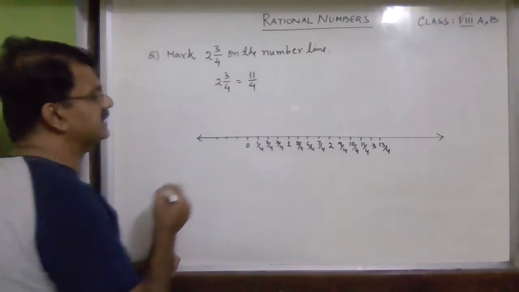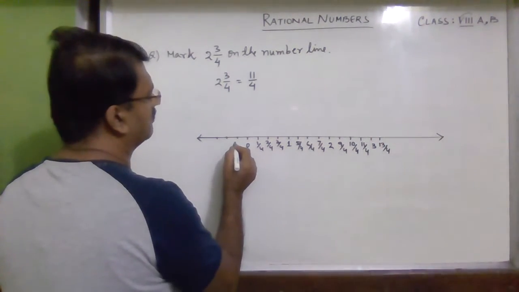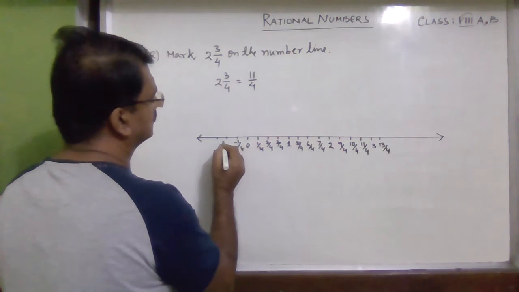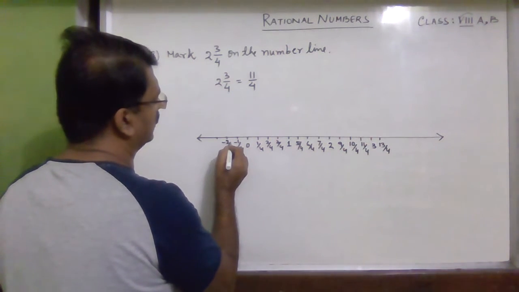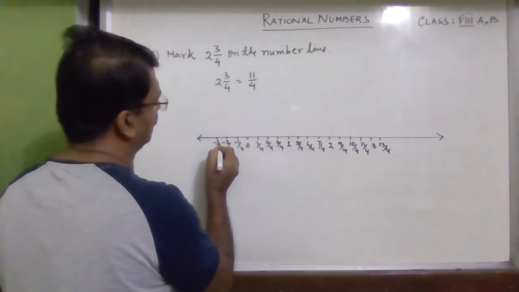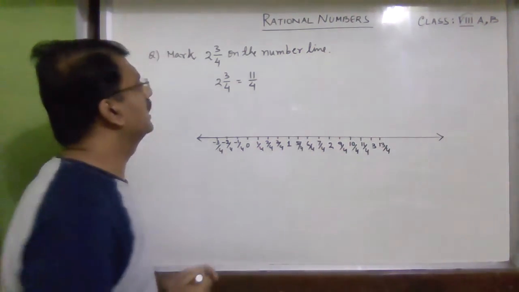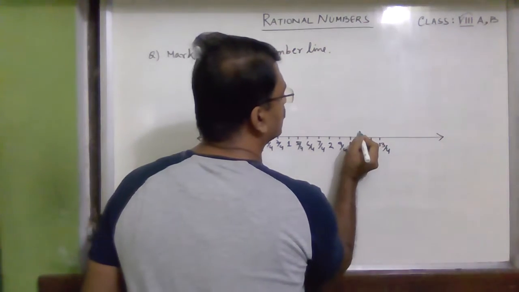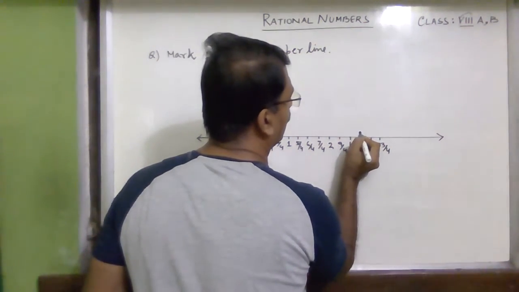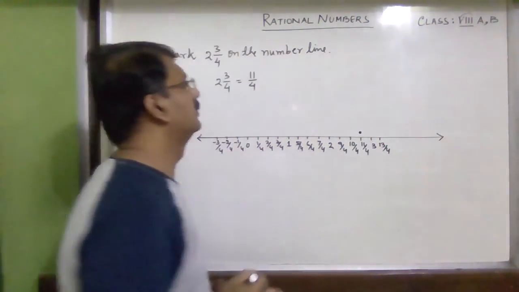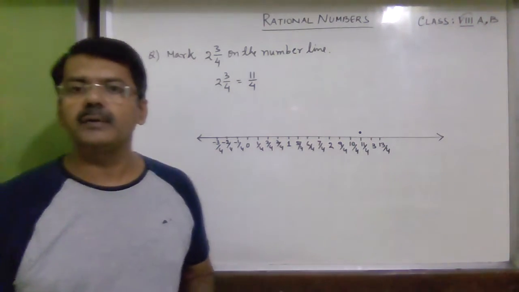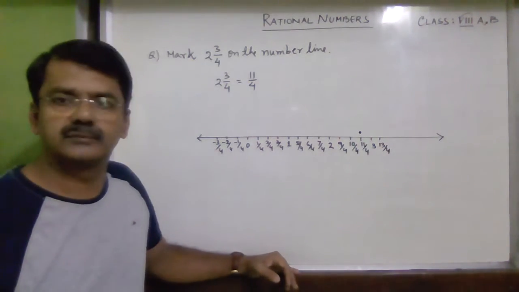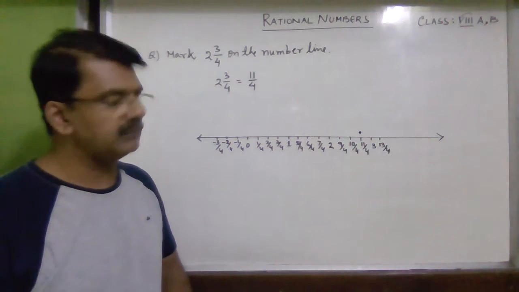And on the left hand side, or on the negative side, minus 1 upon 4, minus 2 upon 4, minus 3 upon 4 and so on. Now your number is 11 upon 4. So here it is 11 upon 4. So you just put a dot here on 11 upon 4. Clear?